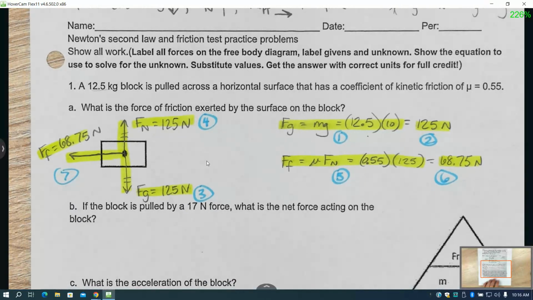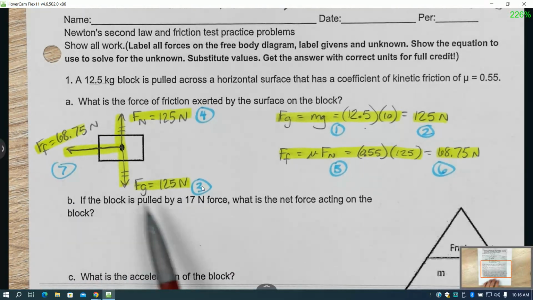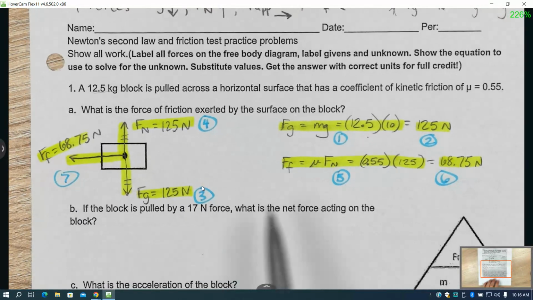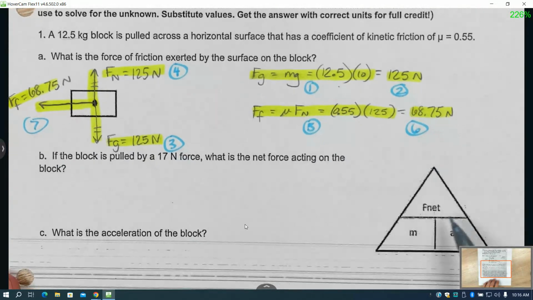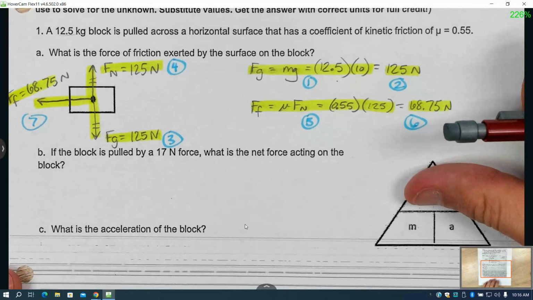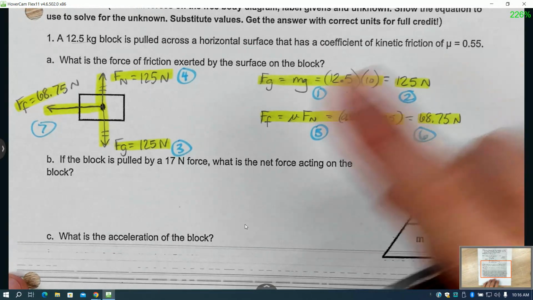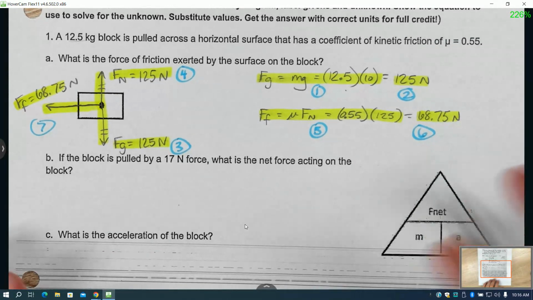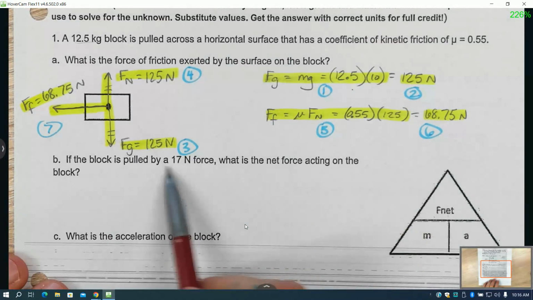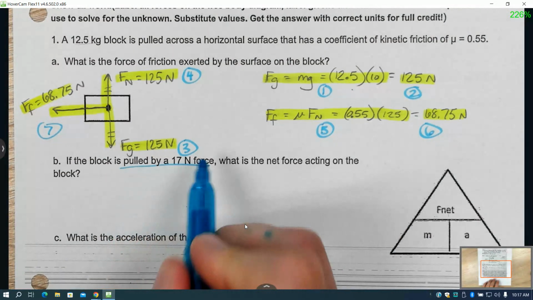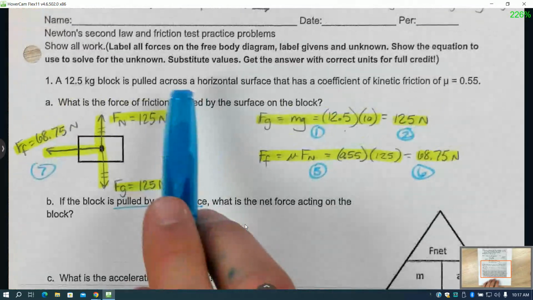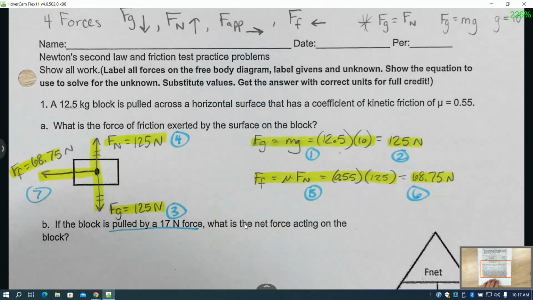Now, where do we go from here? They said if the block is being pulled by a 17 Newton force, what is the net force? So you may look at the equation and realize, okay, if I want net force, I cover that up. I do mass times acceleration. We have the mass. We don't have acceleration, so we can't do that. So this right here is another piece of information, this being pulled by a 17 Newton force. That is our applied force, which we're going to draw in to the right.